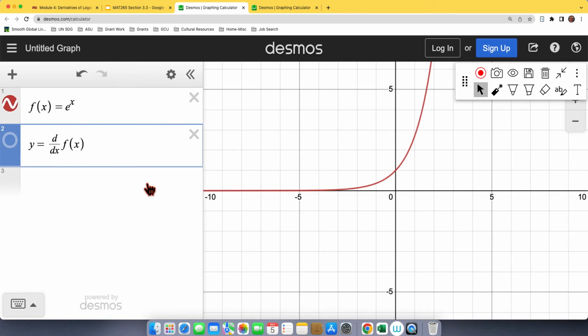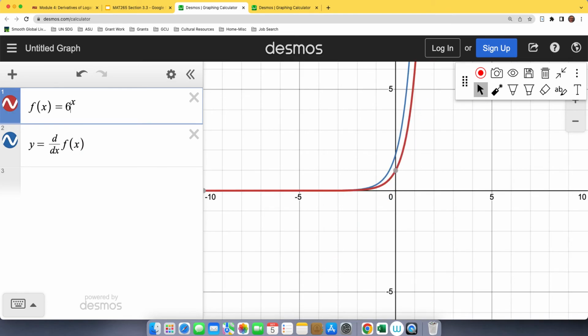But as we did last time, what if this was not e to the x? What if it was a different base? And let's go with 6 again. So we see now that blue line doesn't follow it. 6 to the x is not its own derivative. But it's kind of close, right? You could kind of see they're going in the same direction. They're both exponential, but there's an adjusting factor. What do you think that adjusting factor might be?